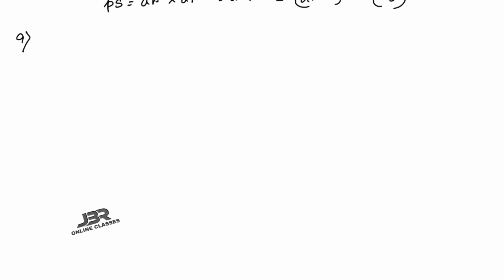If a, b, c are in GP, then show that a square, b square and c square are also in GP. As a, b, c are in GP, b square is equal to ac. Now you have to show that a square, b square and c square are in GP. That means you have to show that b to the power 4, that means the whole square of b square, is equal to a square c square.